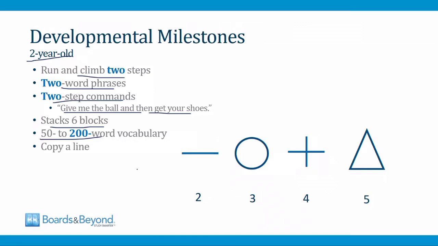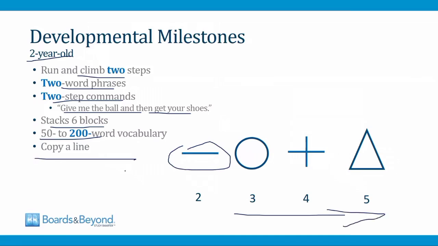And then there are a number of shapes that you can ask children to copy, and they can copy different ones at different ages. Children who are 2 years old can copy a line like what's shown here. And as we'll see in the next few slides, older children can copy these more advanced objects.